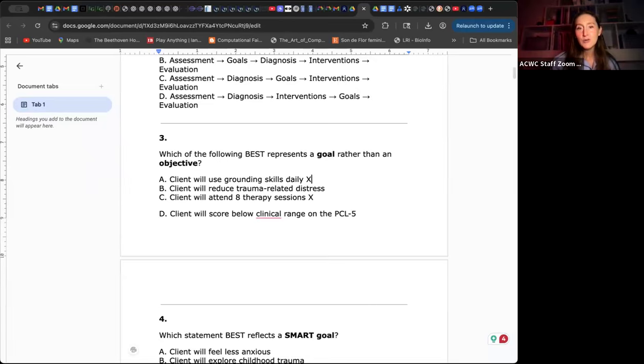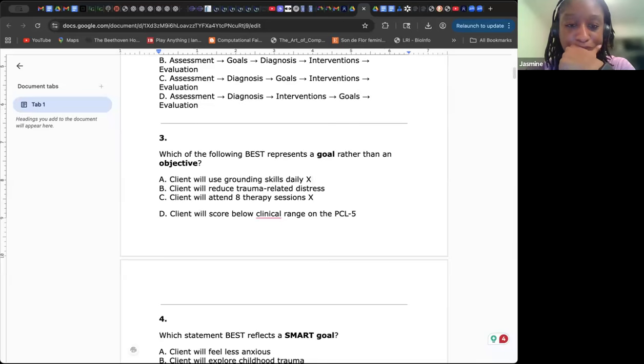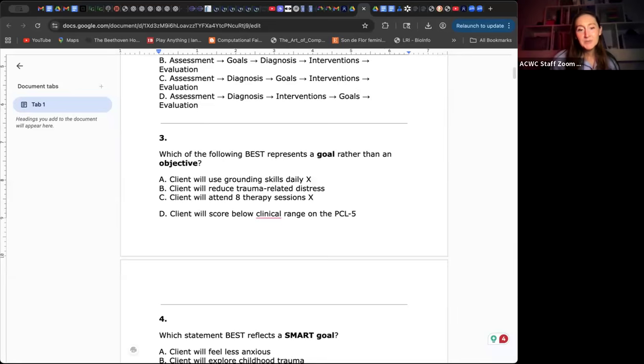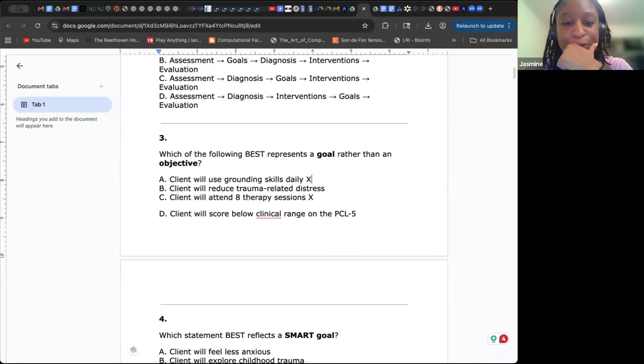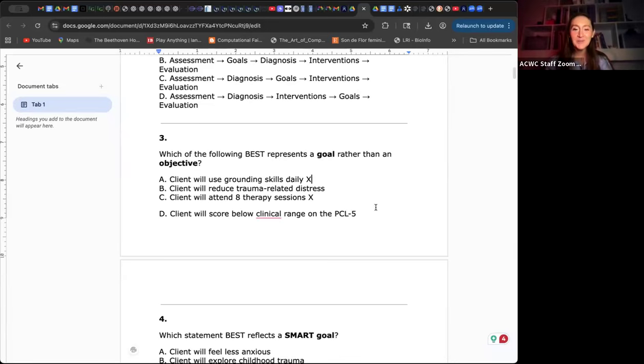So with a goal, remember, it's the destination where you're trying to get. It's what's gonna motivate the client. So it's the big picture. If you were working with me and you were my therapist, would you be telling me we're going to reduce trauma-related distress, or, like I said, it's like you're gonna pass this exam, here the score below clinical range on the PCL5? Which one sounds like the broadest, biggest picture to you? I like B. Yes, exactly. Nice job.